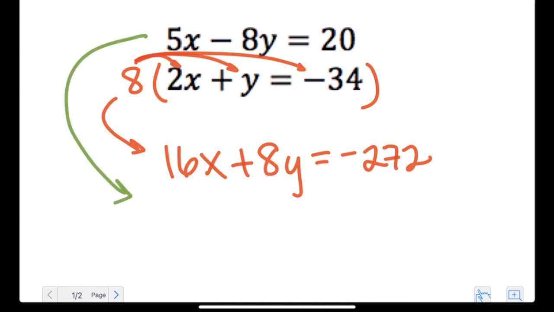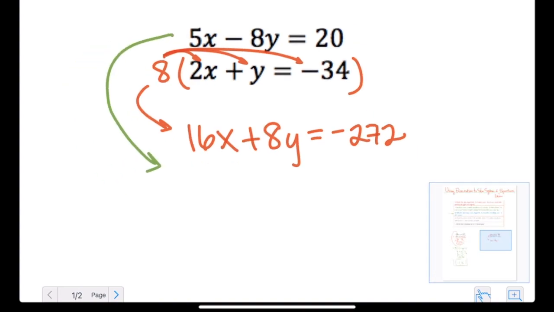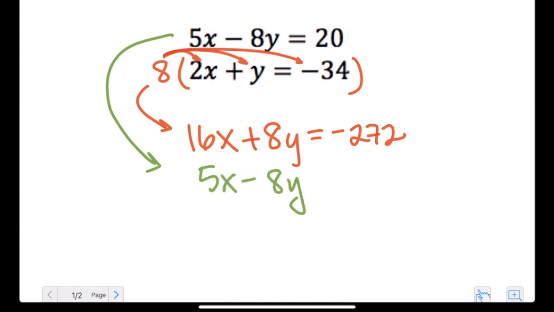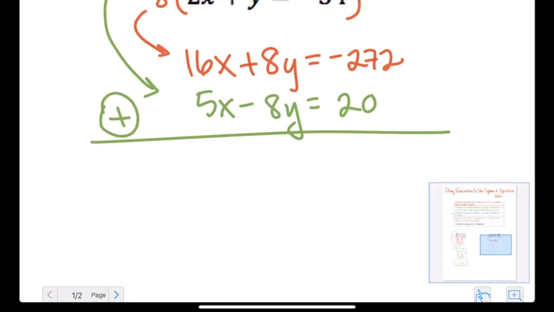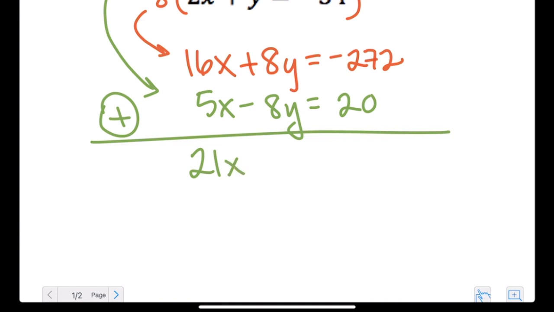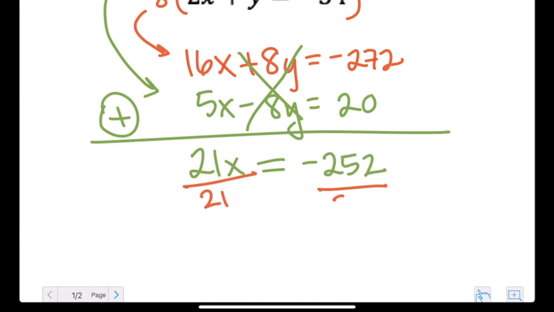All right, now I'm going to just go ahead and bring down that top equation. It doesn't matter whether it's on top or bottom. You can rearrange them if you want to. So now we can just bring down 5x minus 8y is equal to 20 and add the two equations together. So 16x plus 5x is 21x. 8y minus 8y is gone. It's a 0y. So we've just effectively eliminated our y variable. And then -272 plus 20 is -252. And finally, to isolate our x, we're going to divide both sides by 21 and find that our x is equal to -12.